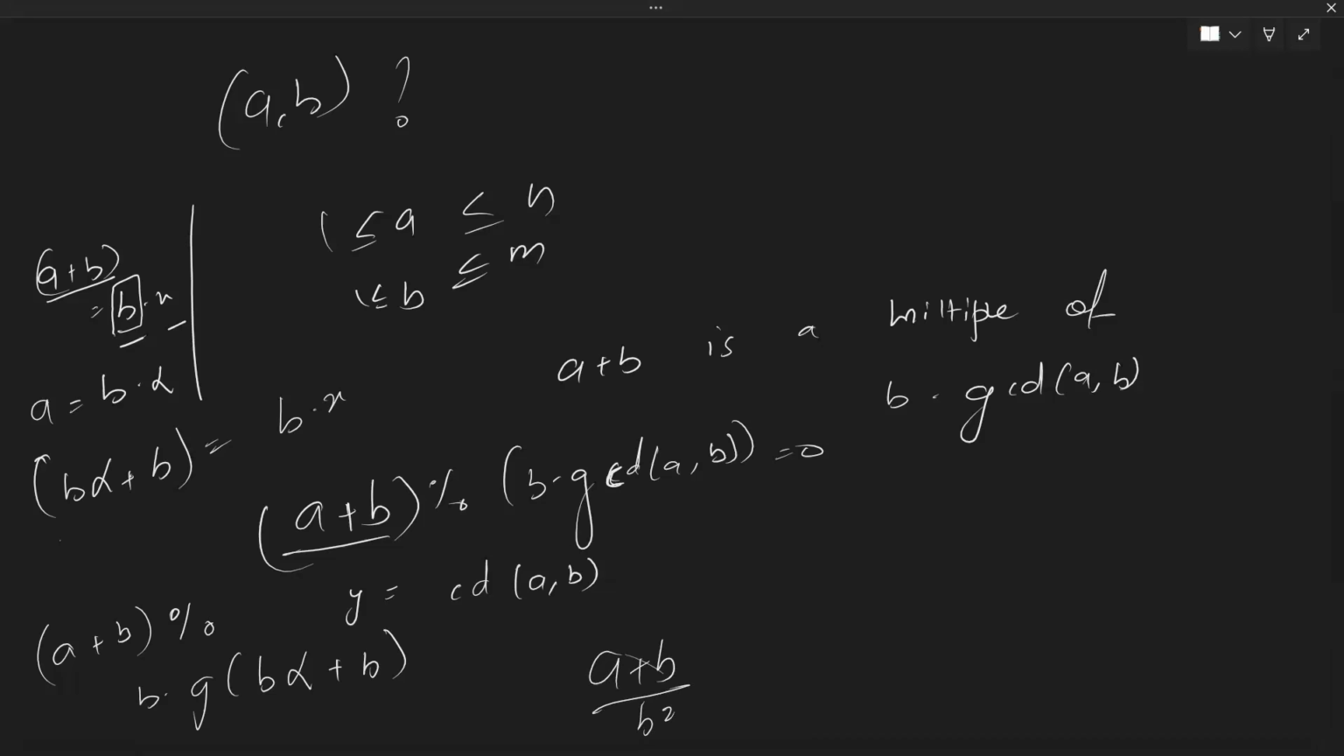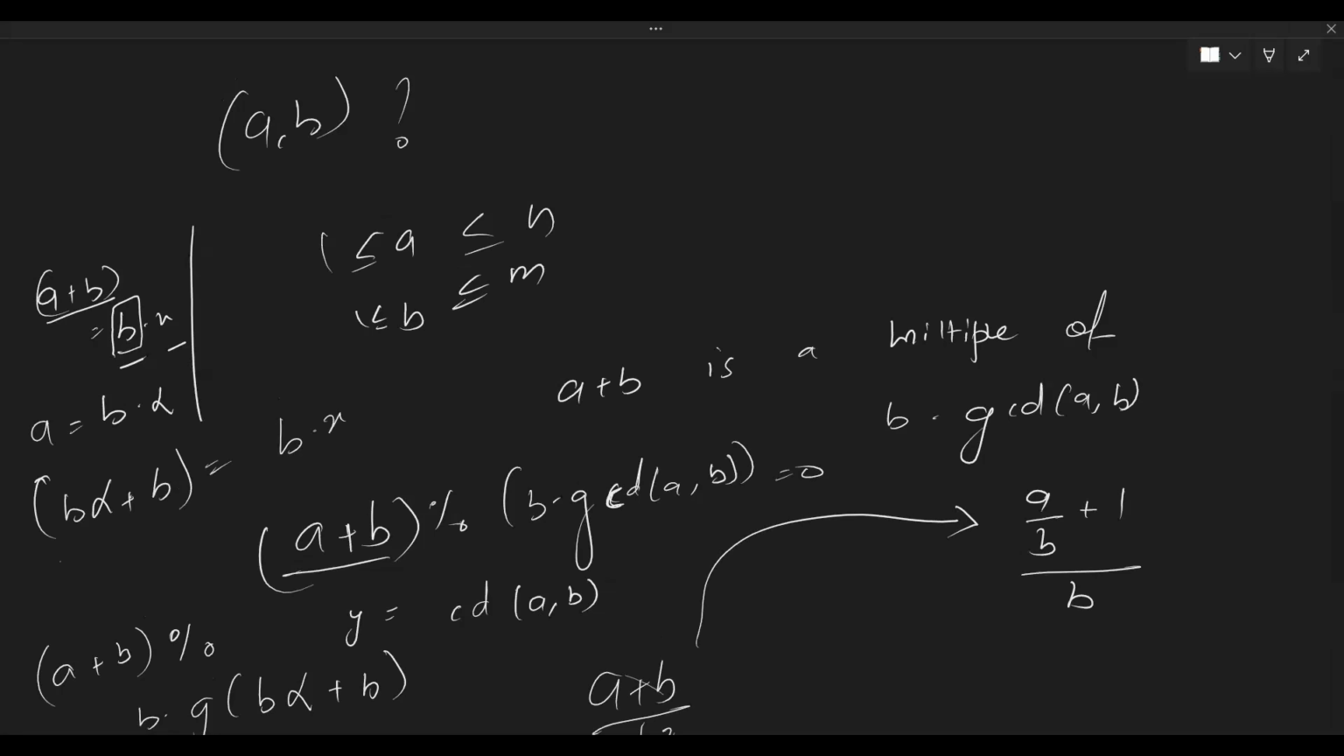If I break this further down, I have a divided by b plus 1 divided by b. Can I write this thing as this? Yes, a by b plus 1 should be divisible by b. Is this making sense to everyone? Otherwise, I'll repeat.